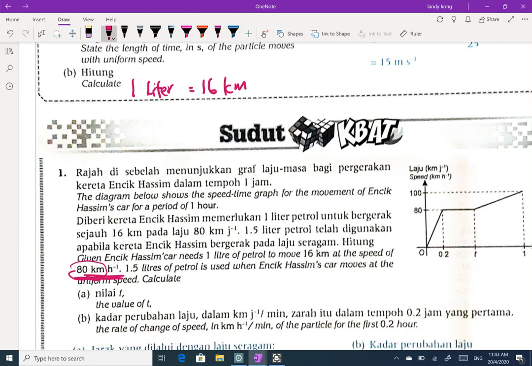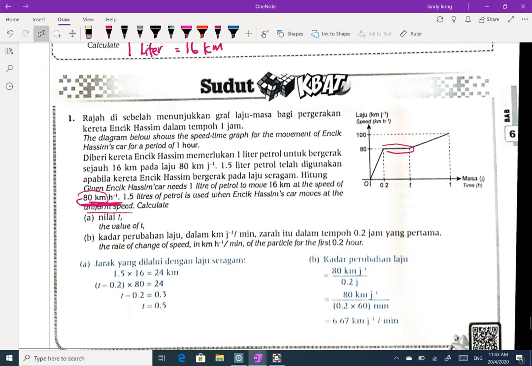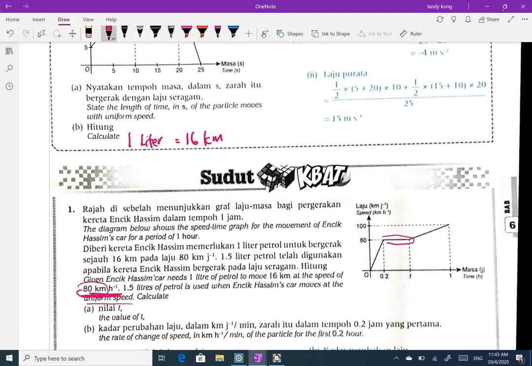Speed 是80 km，你一直维持80 km per hour，那么你1 liter 就可以走16 km。1.5 liters of petrol is used when Indian Hashim's car moves at the uniform speed. 在这里 uniform speed 的时候，它一共用了 1.5 liter，也是用80 km per hour 的 speed。它速度维持一样，所以它用了 1.5 liter。那我一共走了多少 kilometer 呢？所以是16乘以 1.5，所以我就跑了24 kilometer. I know the distance is 24.